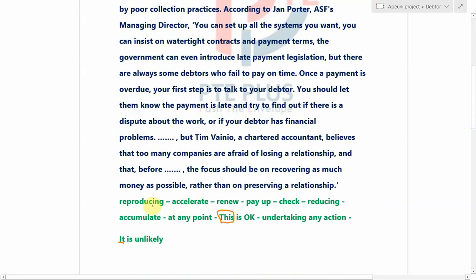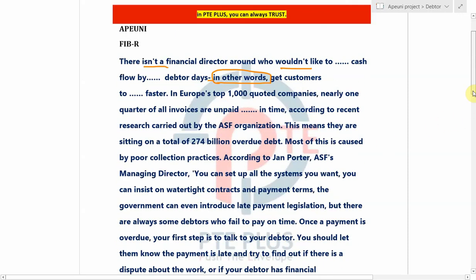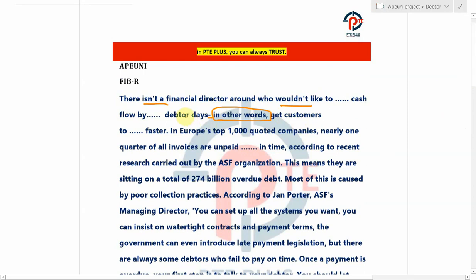So, wouldn't like to what cash flow? Reproducing? It's not about reproducing. Accelerate, renew, pay up, reduce cash flow? No. Accumulate cash flow? No. At any point, no. Undertaking any action, cash flow? So the two words that make the most sense are accelerate and accumulate. Let's see what the next sentence is saying. By reducing debtor days. By is followed by a gerund, by doing something. In other words, get customers to what faster?